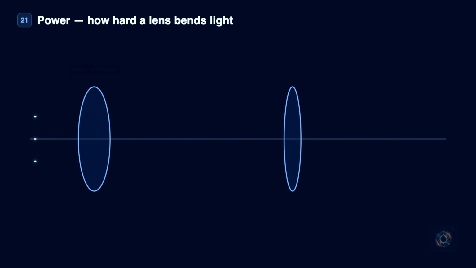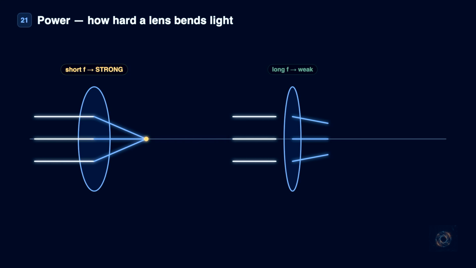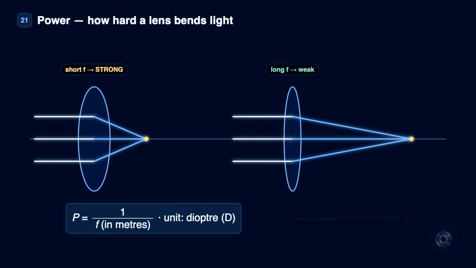One more formula, and examiners love it. The power of a lens is just 1 over its focal length in meters, measured in dioptres. A shorter focal length bends light more strongly, so more power. Converging lenses have positive power, diverging lenses, negative.